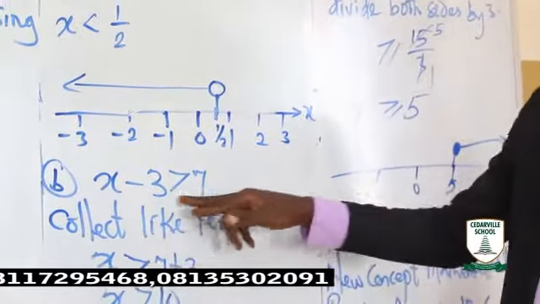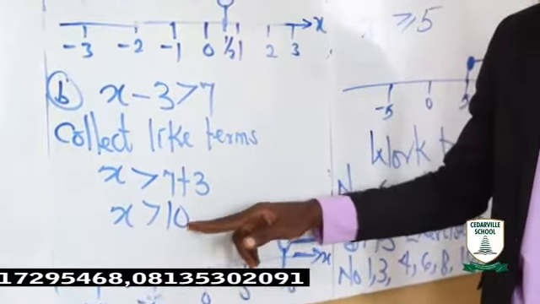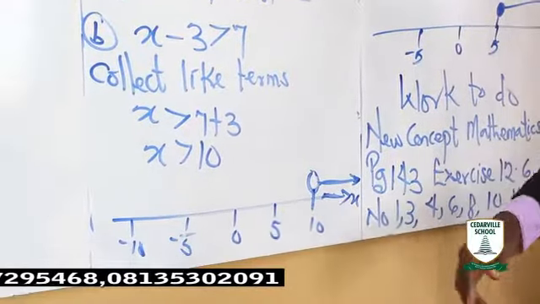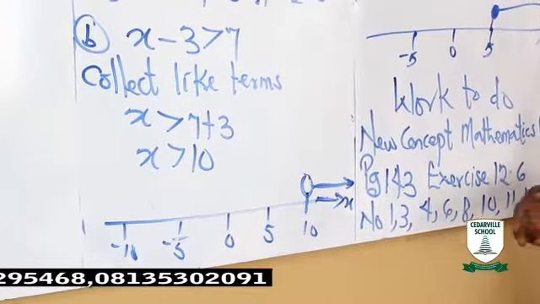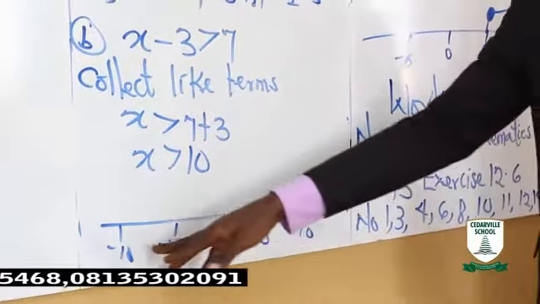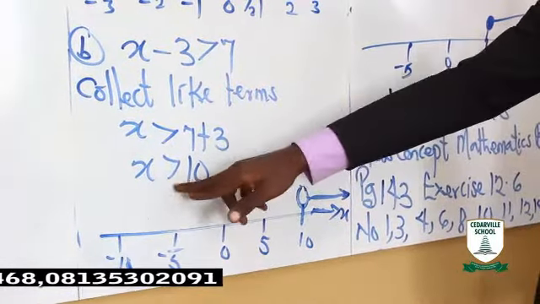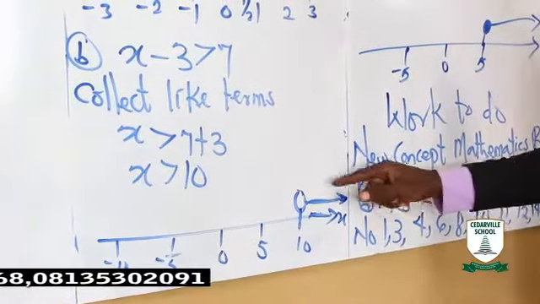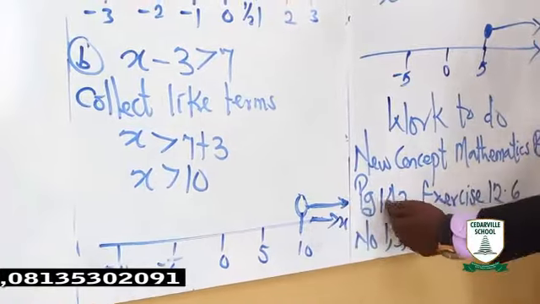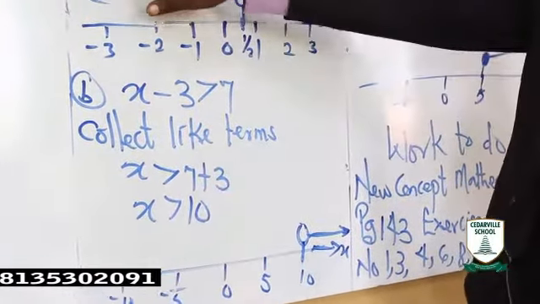Now B, x minus 3 greater than 7. You collect like terms. x is greater than 7 plus 3. Then x is greater than 10. To draw this solution, we have a straight line 0, 5, 10, minus 5, minus 10, as the way you like. But mind you, the symbol is greater than. That means our arrow will be pointing to the right hand side. And this is it. Mind you, this is greater than only, this is less than only.